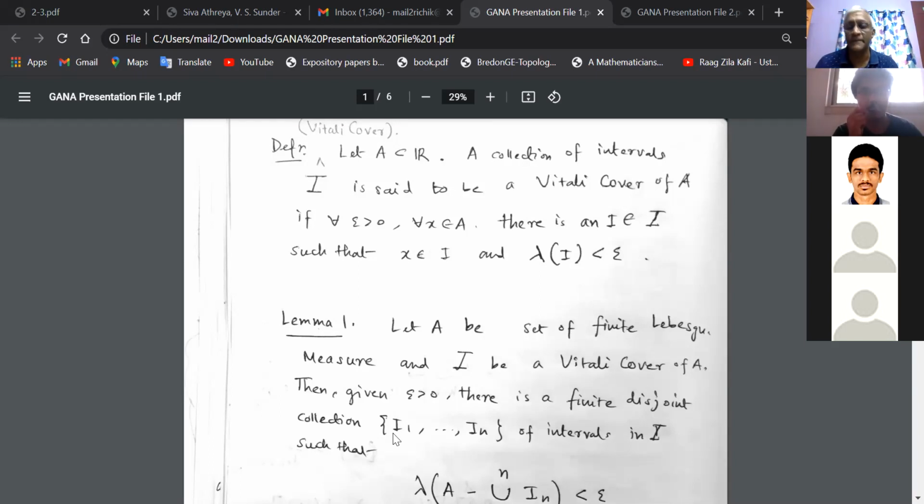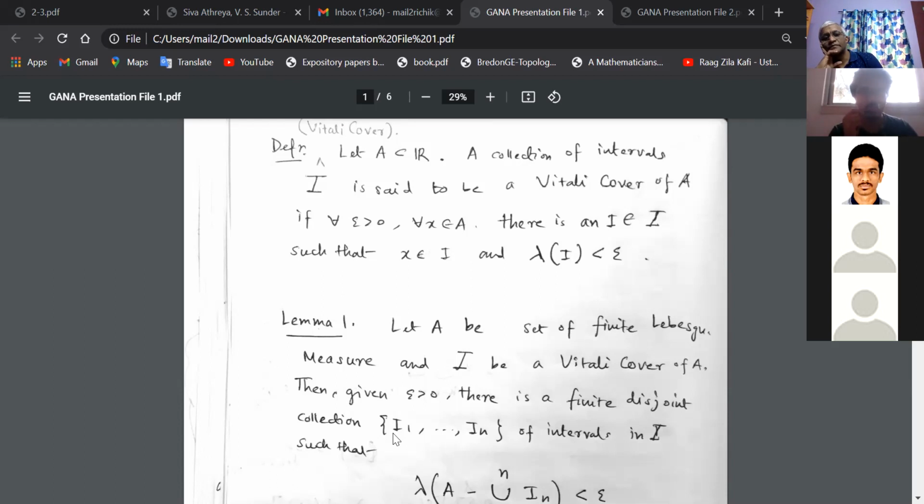Okay. So now, at first, we will start with the definition of a vitally cover. Let's consider a subset of real numbers, say A. Now, a collection of intervals I is said to be a vitally cover of A. I means here the italic I, mathcal I. If for all epsilon greater than 0 and for all x belongs to A, there is an interval I belongs to the collection of intervals mathcal I such that x belongs to I and lambda of I is less than epsilon, then the cover mathcal I is called the vitally cover of the set A.